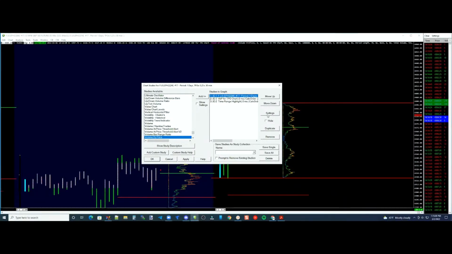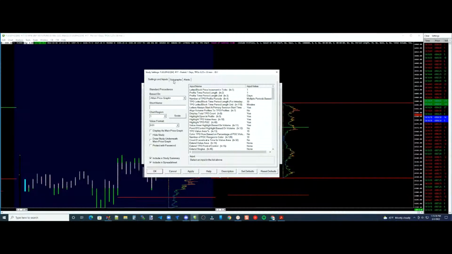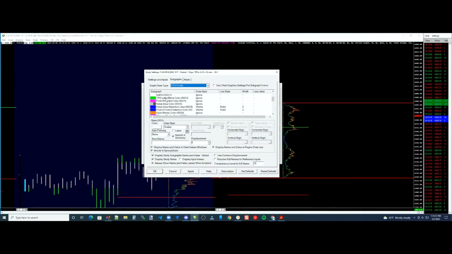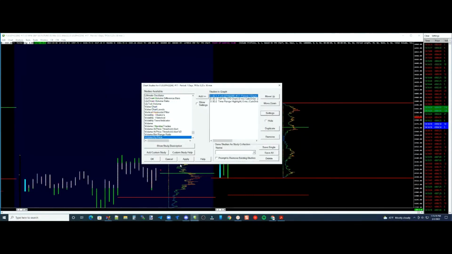What do you prefer your colors to be? I like my colors to be white and purple. That's just my thing. I think it's sexy. You set it up the way you find it sexy.